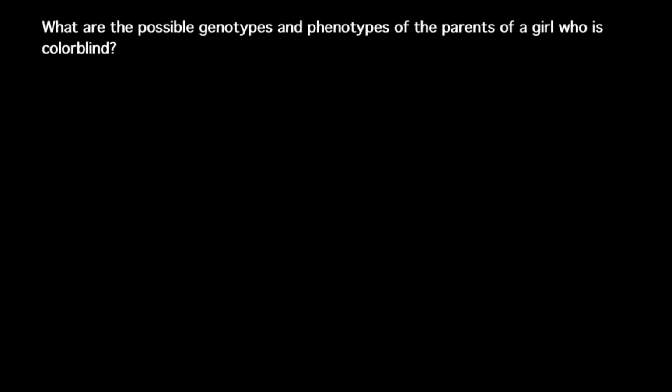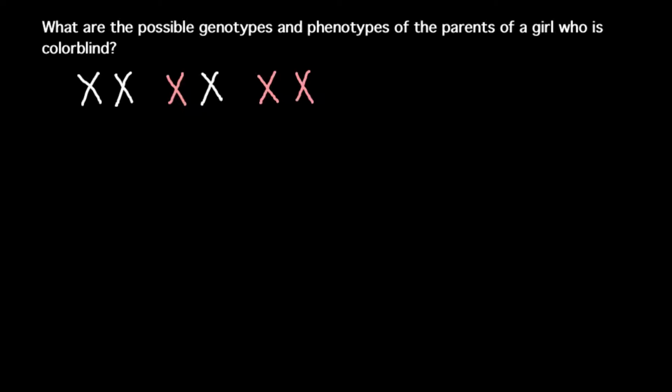So the genotype of the mother can be two normal X chromosomes. She also can be heterozygous, where one chromosome has a defective gene for color blindness and the other one is normal. And the last variant would be when she has two defective chromosomes.